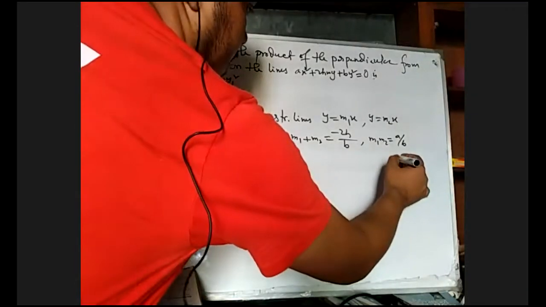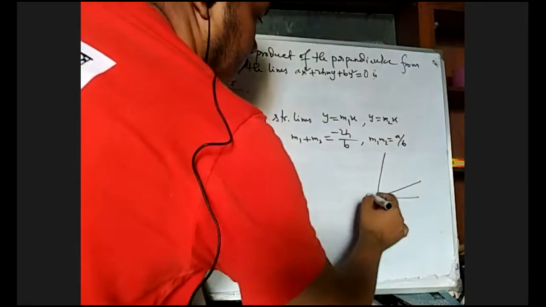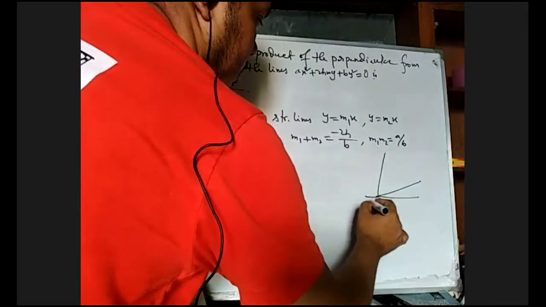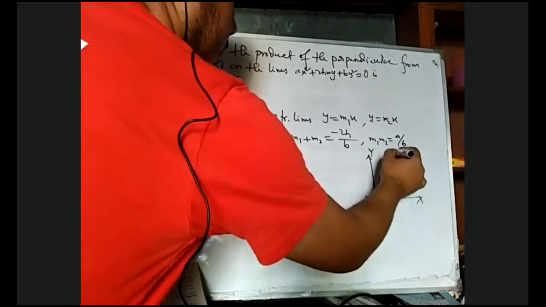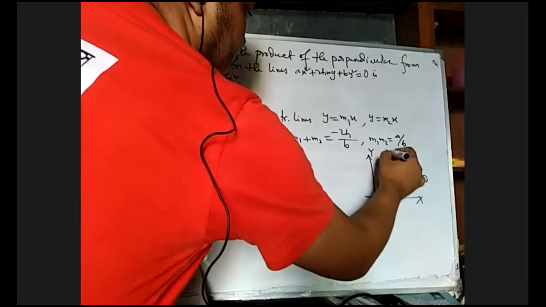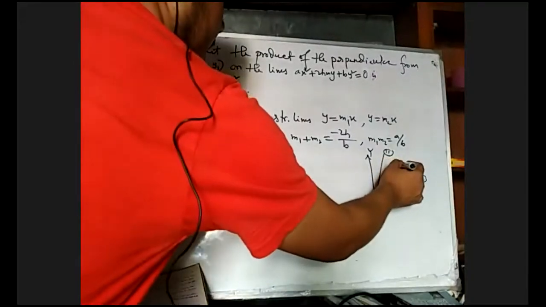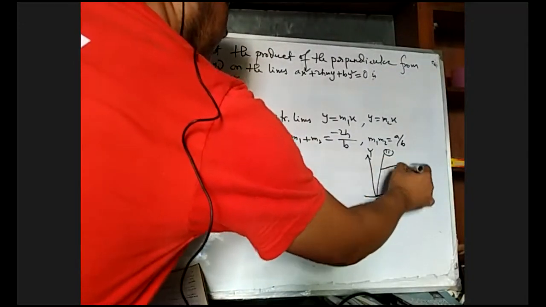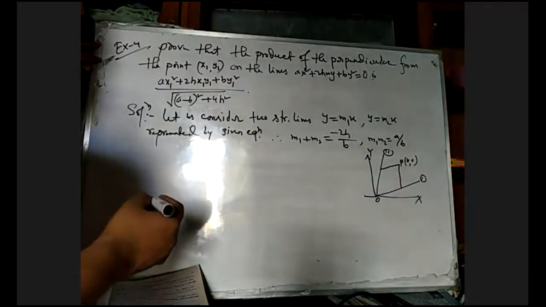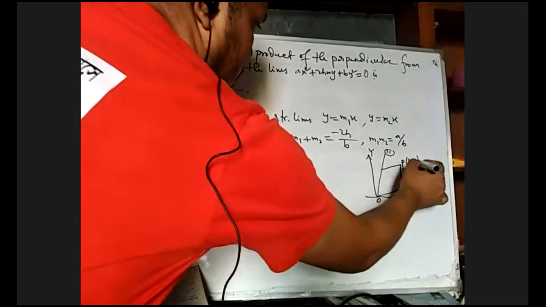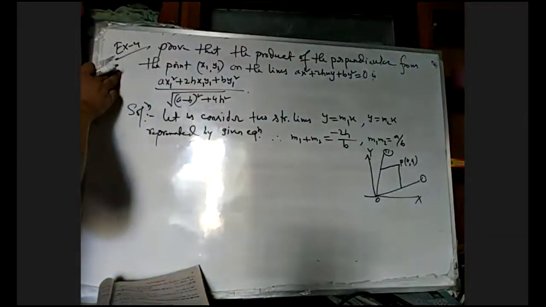Suppose we can draw this line. This is the origin, this is the x axis, and this is the y axis. So this is the first line, y = m1x, and this is the second line. Now we have to find the perpendicular distance from the point P (x1, y1). This is the perpendicular distance, and we have to prove this.